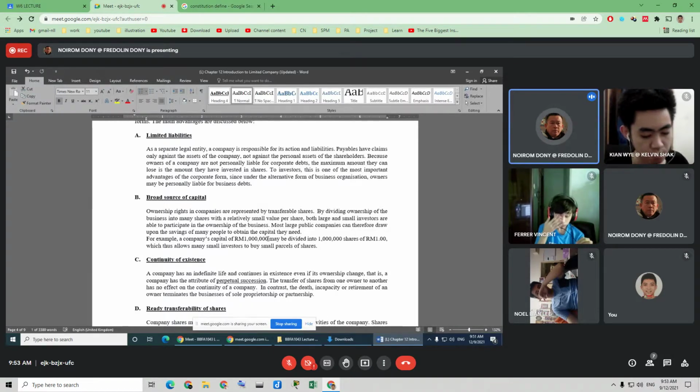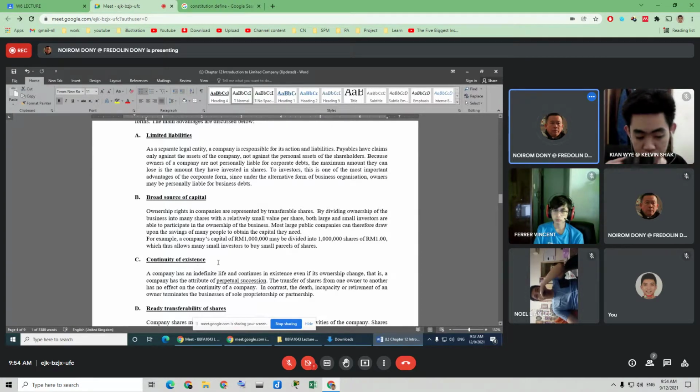So in order to get this 1 million, the company has an option. They break this 1 million into 1 million shares, and each share only costs you 1 ringgit. So even a small investor who only has 500 ringgit would be willing to invest, isn't it? They buy 500 shares only. If you have probably 10,000 investors having the same, you can reach up to 1 million. So that is the meaning of broad source of capital.